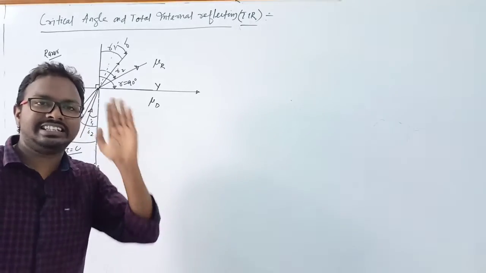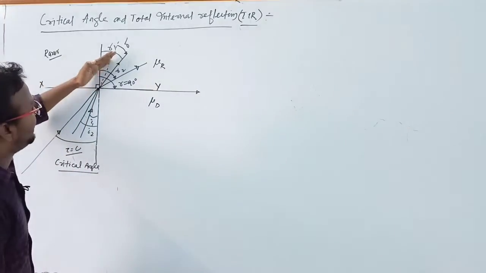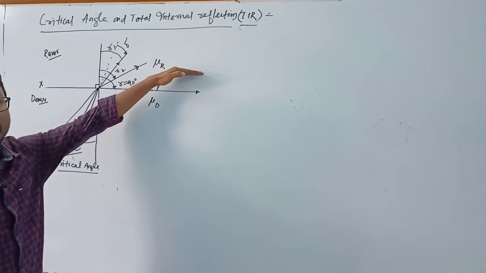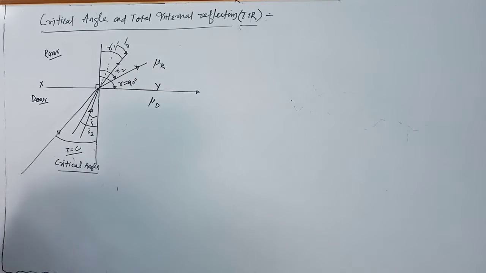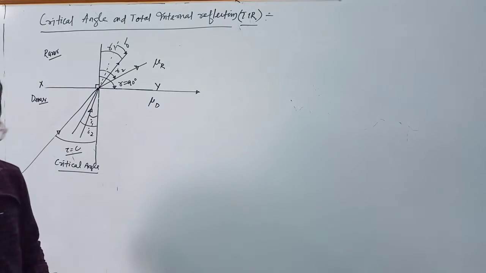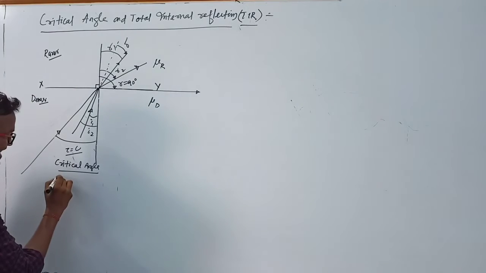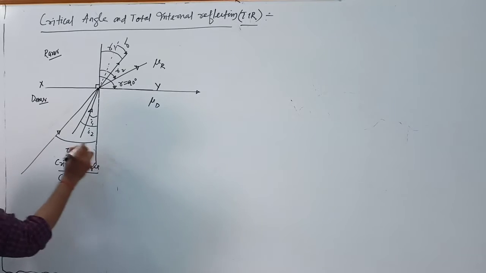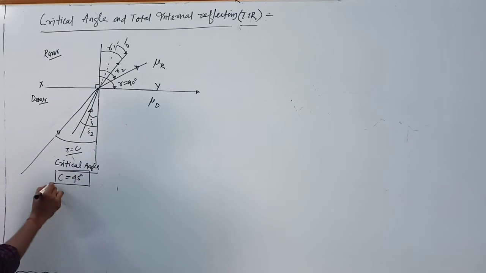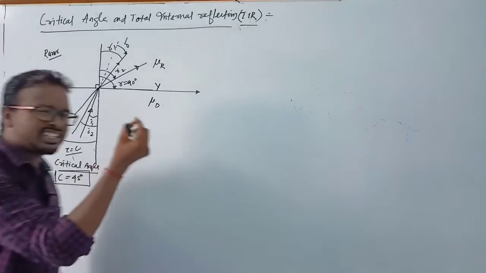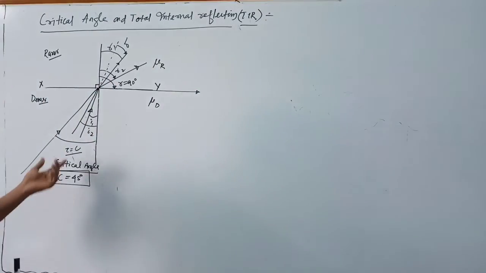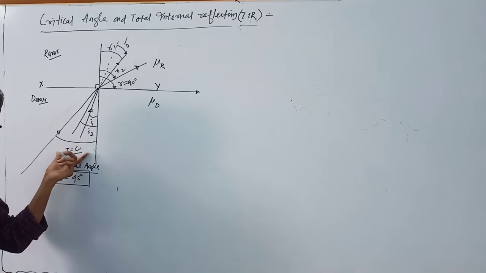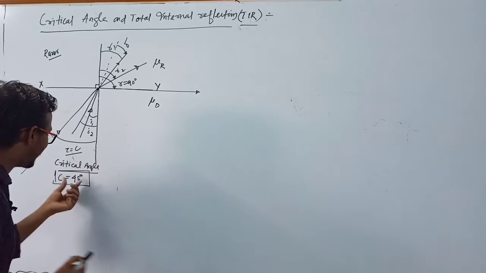Clear? So critical angle is that angle where the angle of refraction is 90 degrees in the rarer medium, and that angle is known as the critical angle. Clear? Okay. Now suppose this critical angle C is equal to 45 degrees. Now just increase the incident angle so that it is just greater than this value.